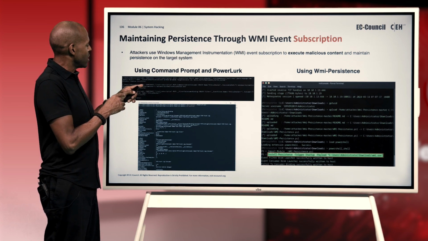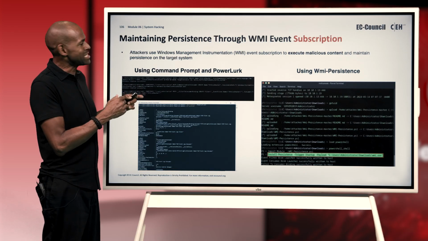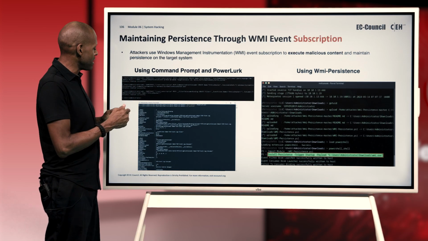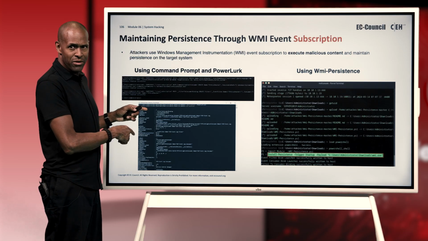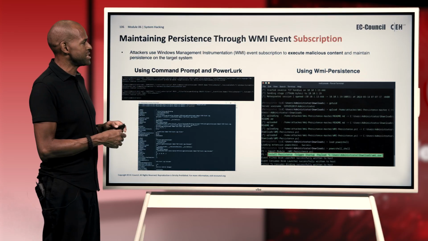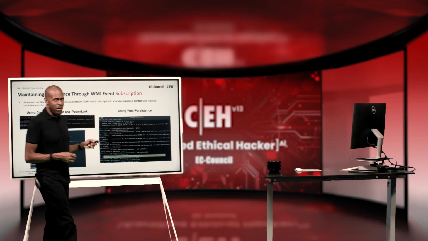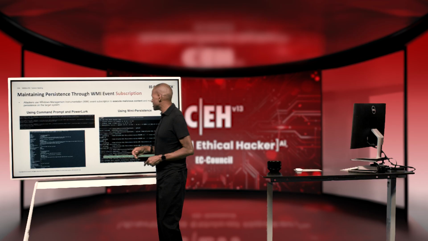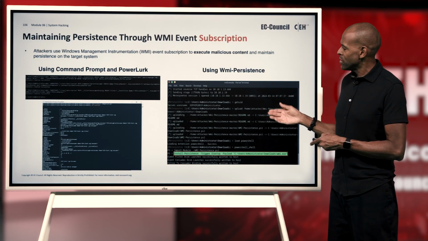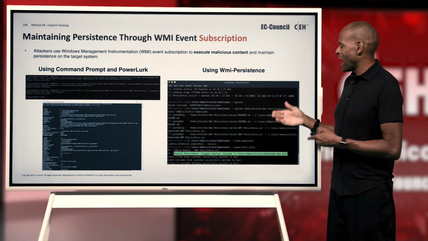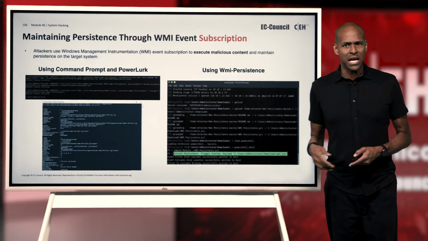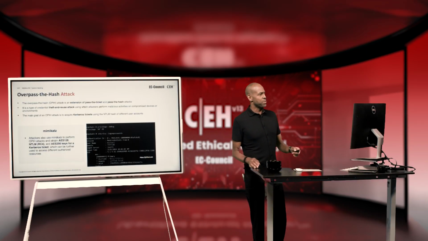But what we're doing is creating an instance of that subscription in the command line. And then we're using PowerLurk down here to use that in order to maintain persistence on that system. Then we have a WMI persistence on the right-hand side. In this case, what we're doing with an MSF console is running a getuid and other commands that eventually allow us to use WMI to maintain persistence on that computer system.